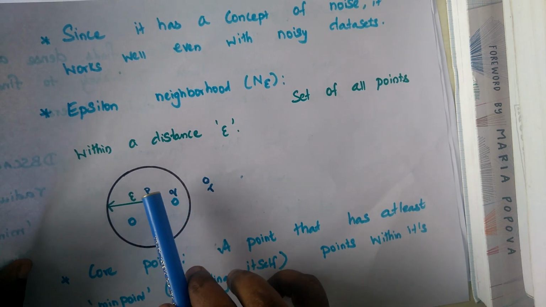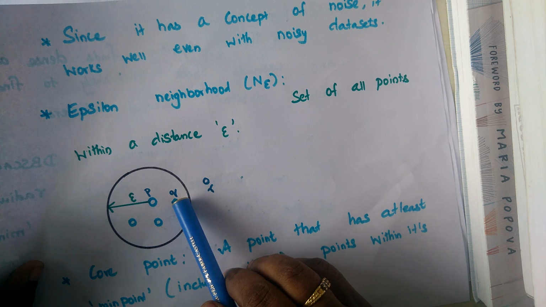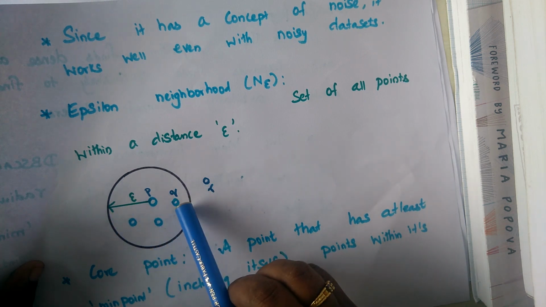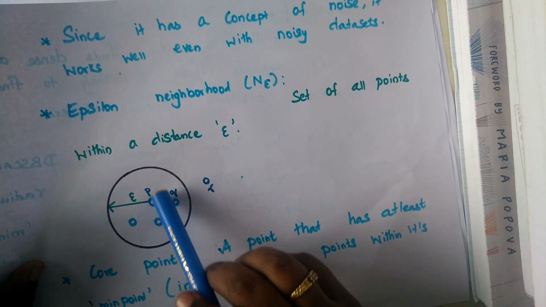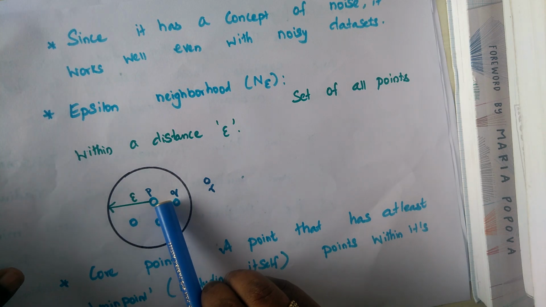So Q is directly density reachable by P, and R is directly density reachable by Q. So R is density reachable by P. So all the neighborhoods of Q and R will be pulled into the cluster of P. That's what we are going to do.